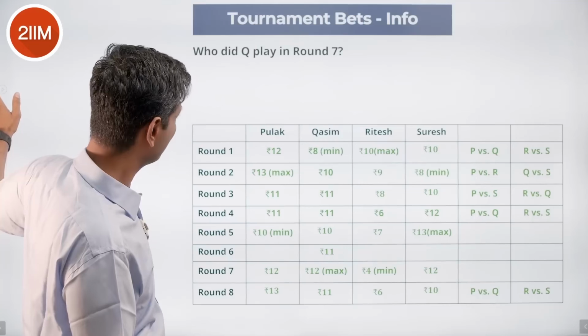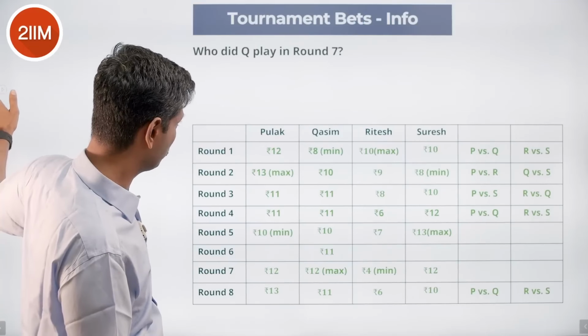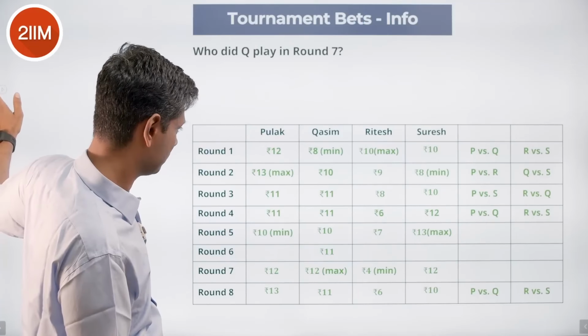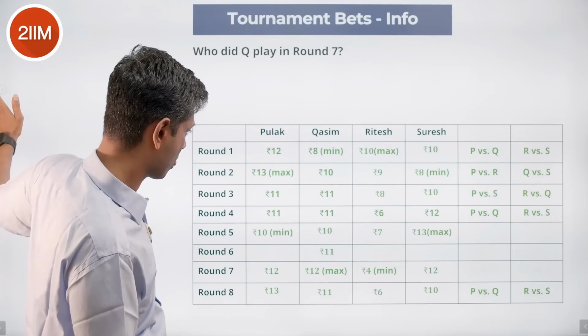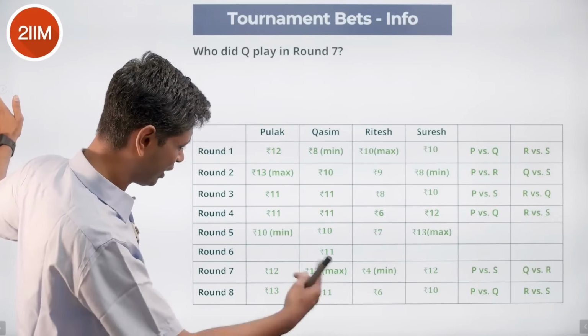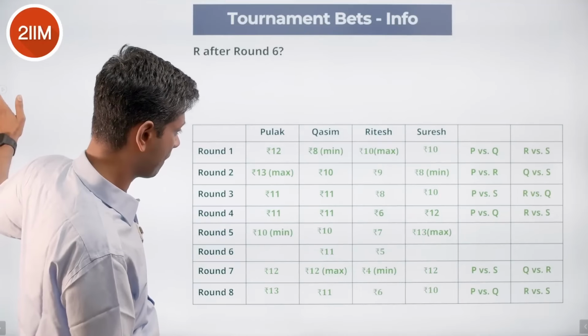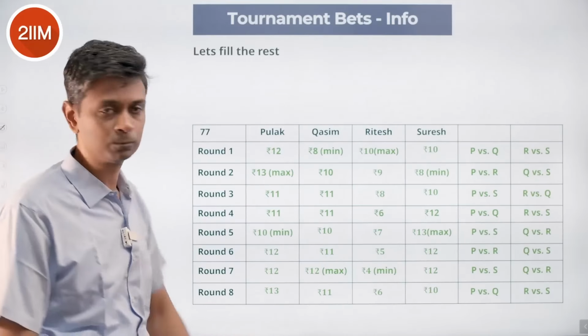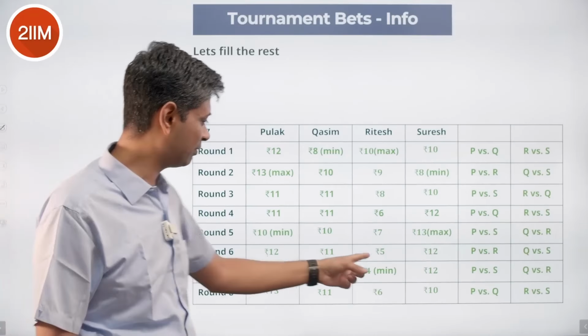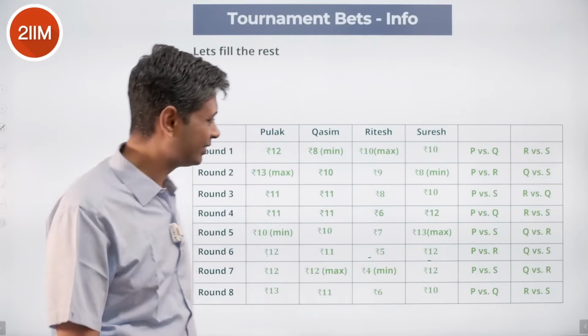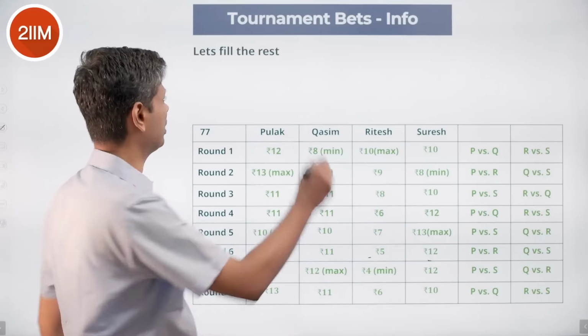With that we can fill the remaining. Would Q play in round 7? P versus S, Q versus R, we can fill from bottom onwards. This we've already filled 12, 5 and 12. Already filled this. This is the whole grid. Again, super tough set.